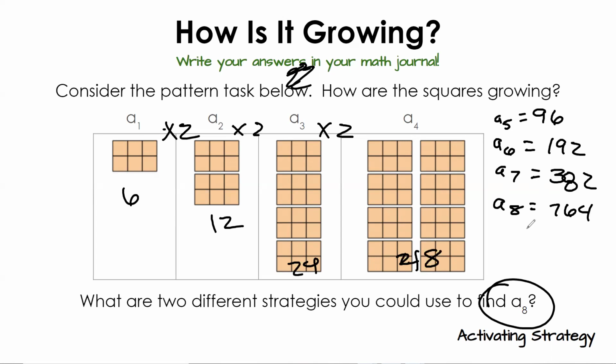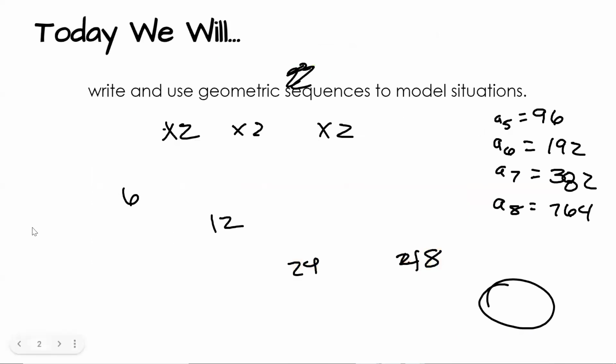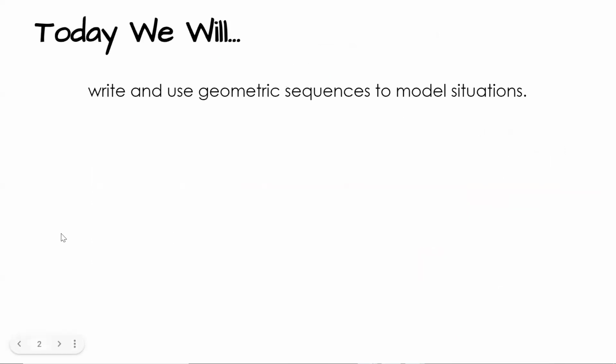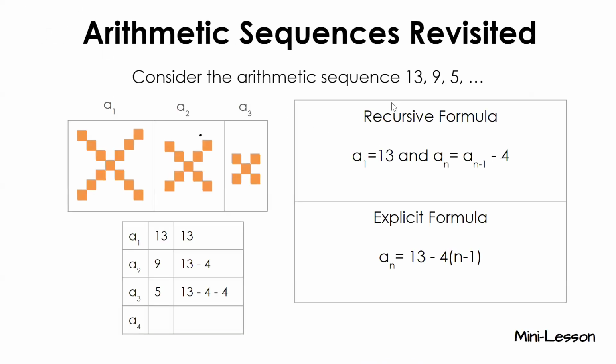Because let's say we were trying to find a sub 100. That would take forever if we did it this way, right? So we definitely want to have an equation so that we don't have to sit here and calculate each one out. Okay. So we're going to write and use geometric sequences to model situations. Just a reminder, we learned about arithmetic sequences a couple months ago.